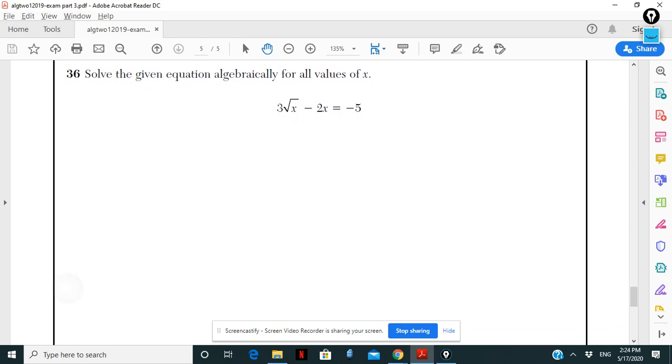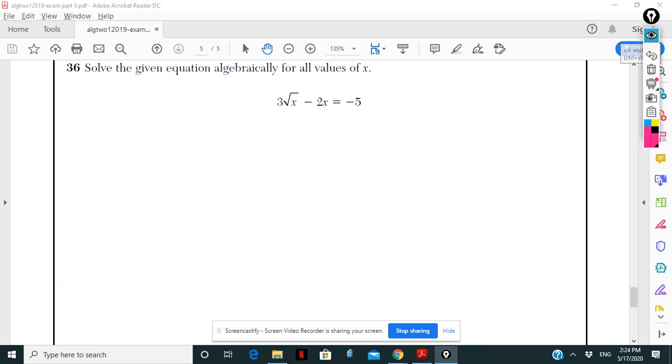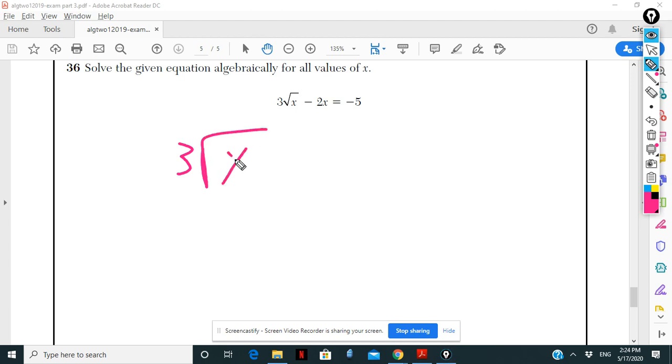Question number 36. Solve the given equation algebraically for all x values. So the first step, I'm going to write 3 radical x equal to 2x minus 5. What I did, I added 2x to both sides. Now I'm going to square the whole equation.